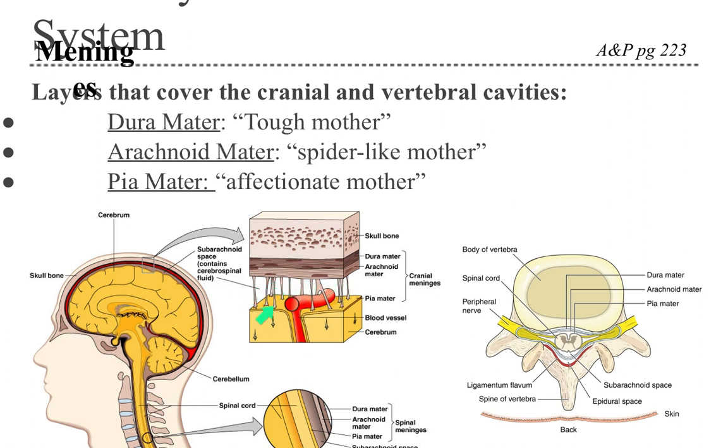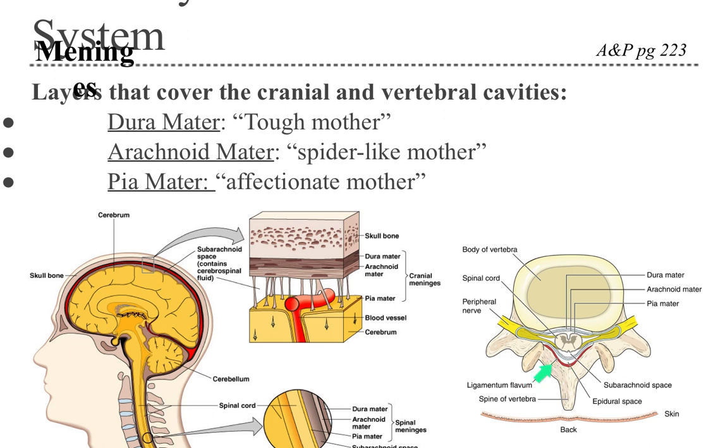So you see how it's kind of webby here. It's very delicate. And then we're going to have blood vessels in that space. And then we have the pia mater that's very thin. And then the cerebrum, or the brain. On the spinal cord side, we have the epidural space here. And that's where our cerebral spinal fluid is going to be.